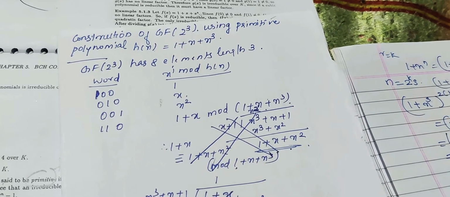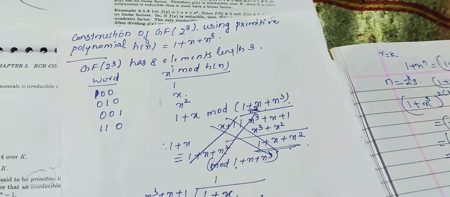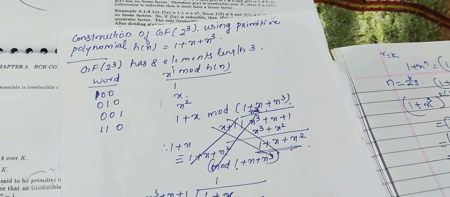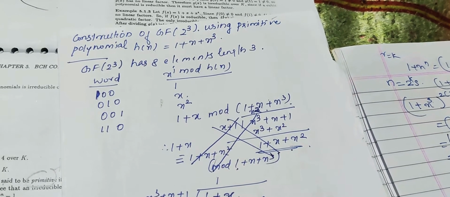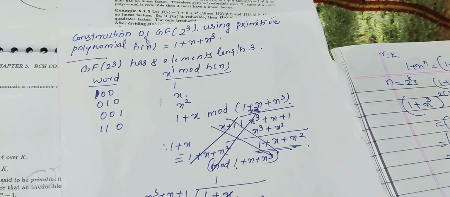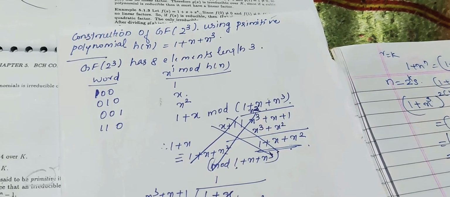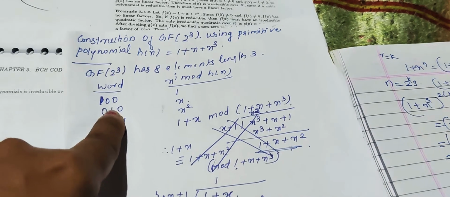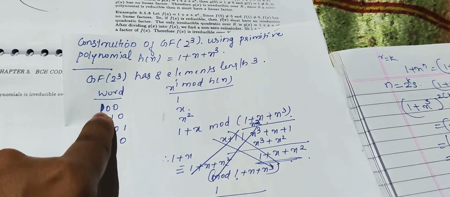Okay, so to construct this, what do we do with the word? We can convert it to x raised to i mod h of x. First, we know that 2 raised to 3 has 8 elements of length 3. So let us first consider the 8 elements. The first element we consider here is 1 0 0. So 1 0 0 converted into a polynomial, we get 1.